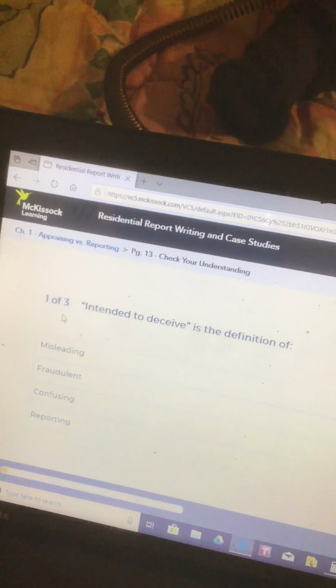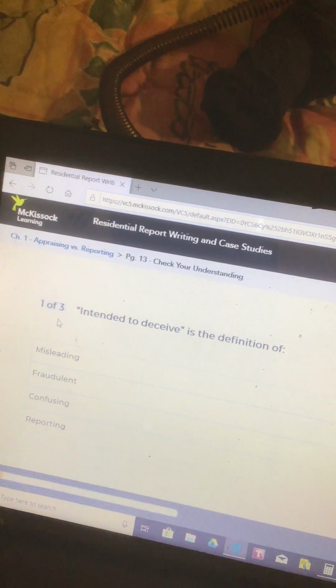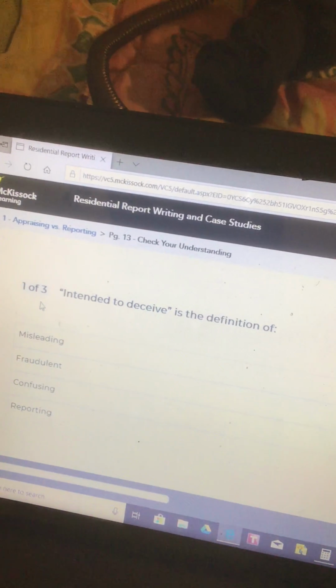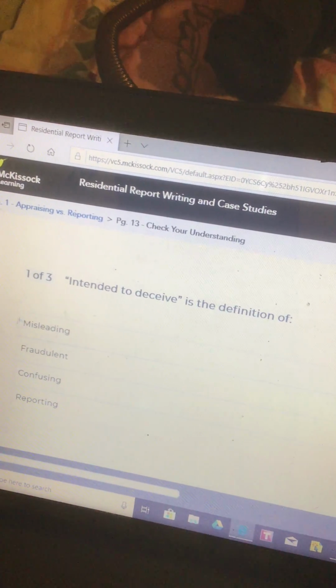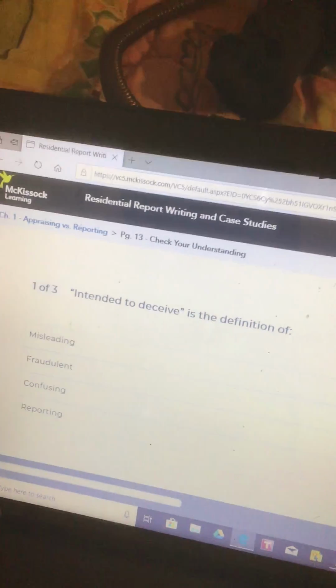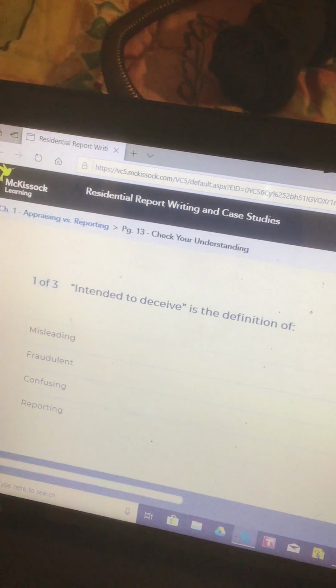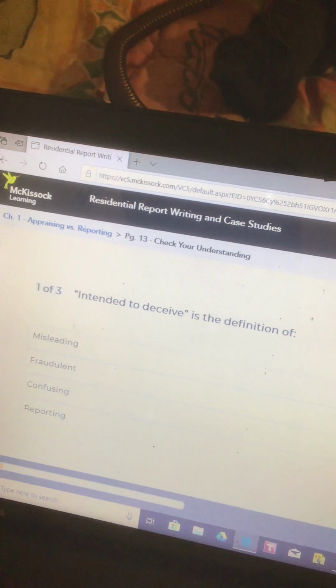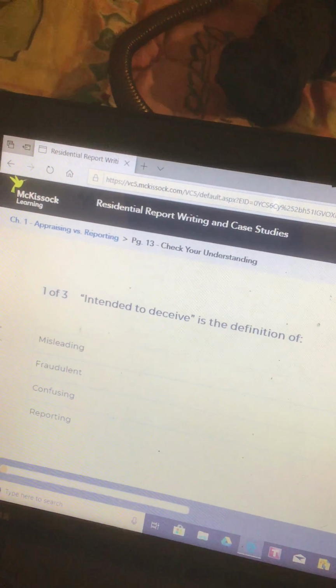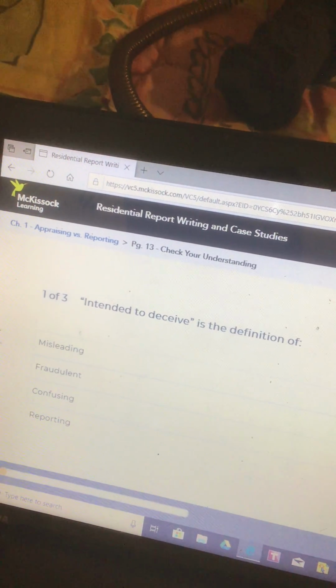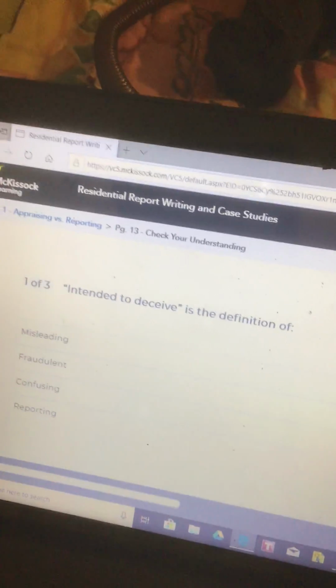Intended to deceive is the definition of, I'm going to go with, hold on. Your options are misleading, fraudulent, confusing, or reporting. I'm going to go with fraudulent.